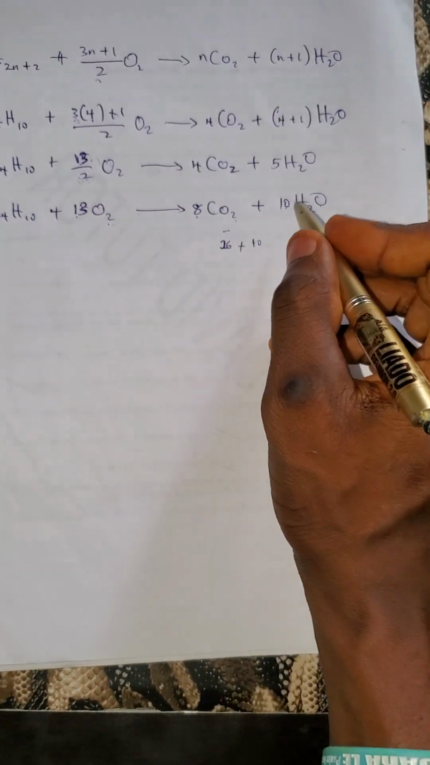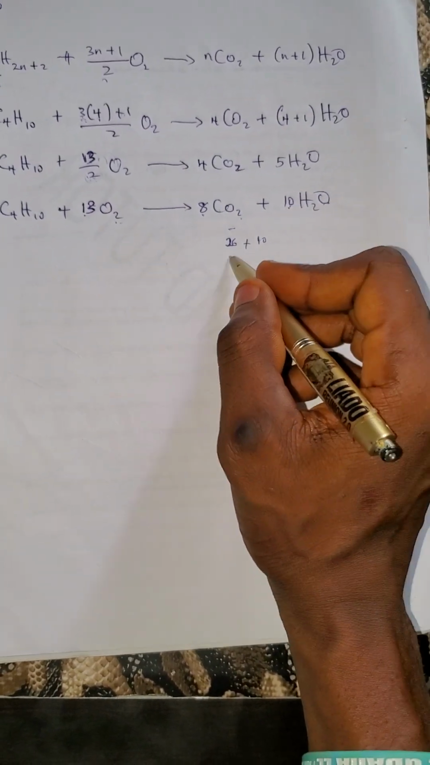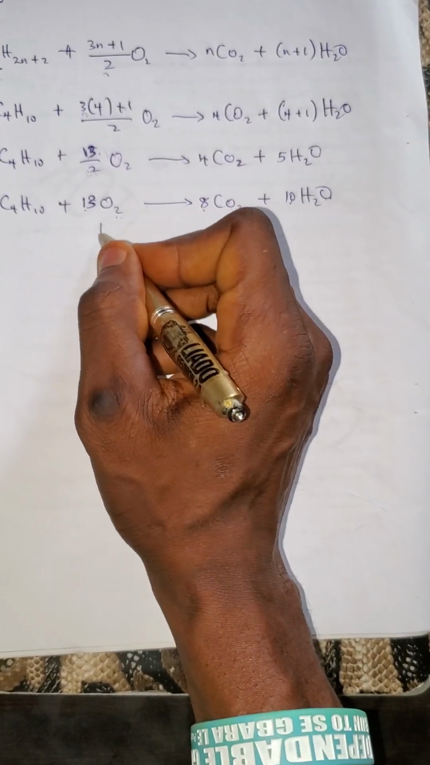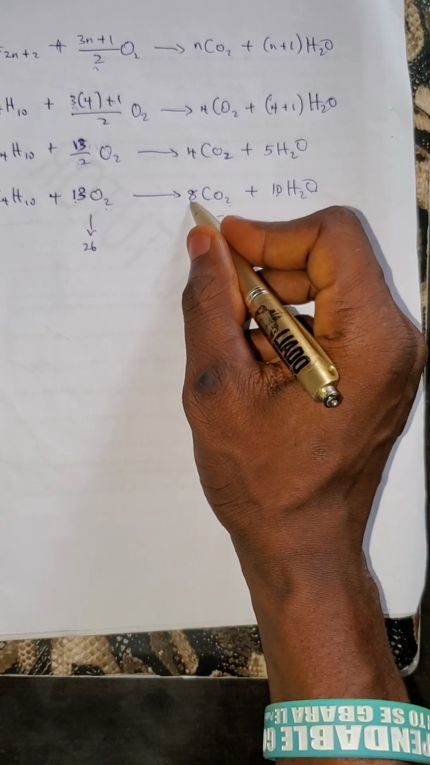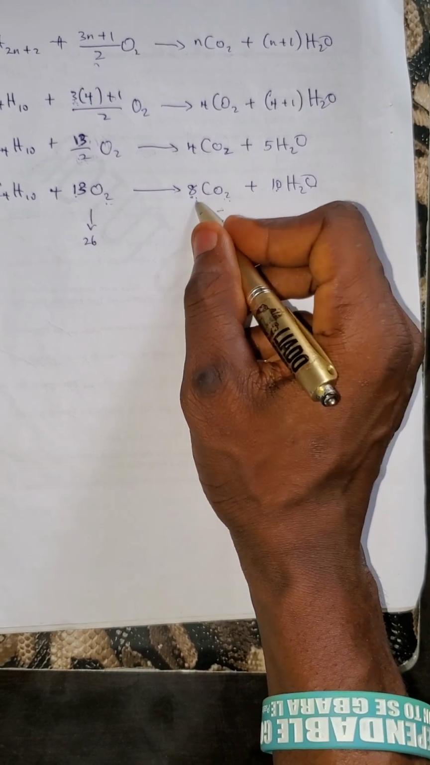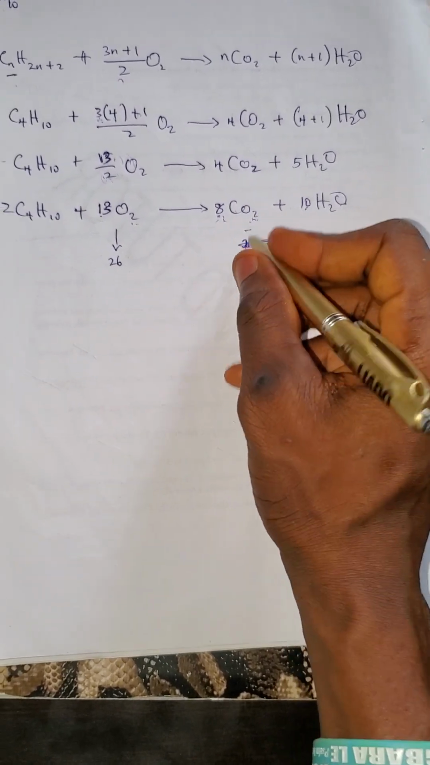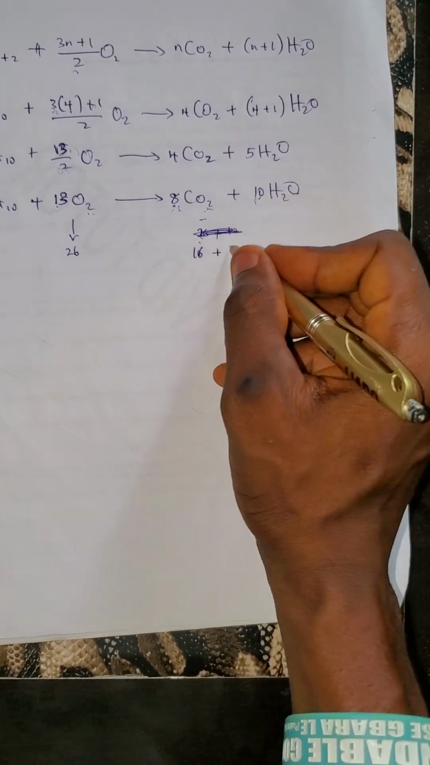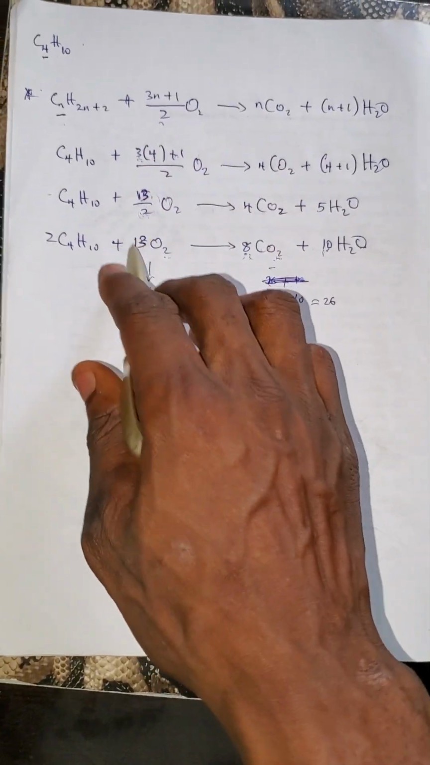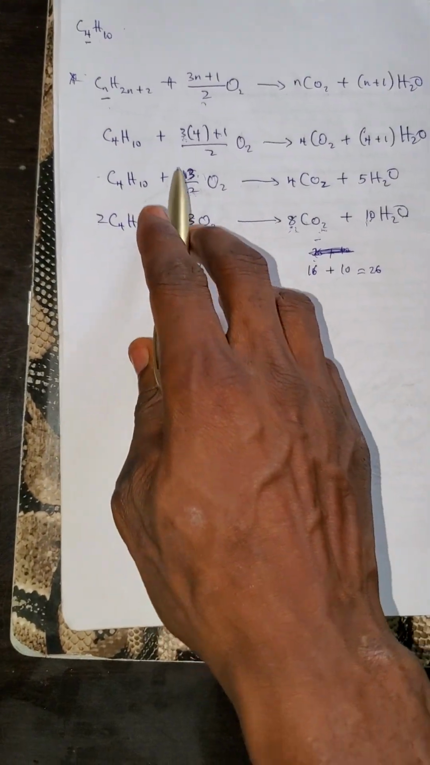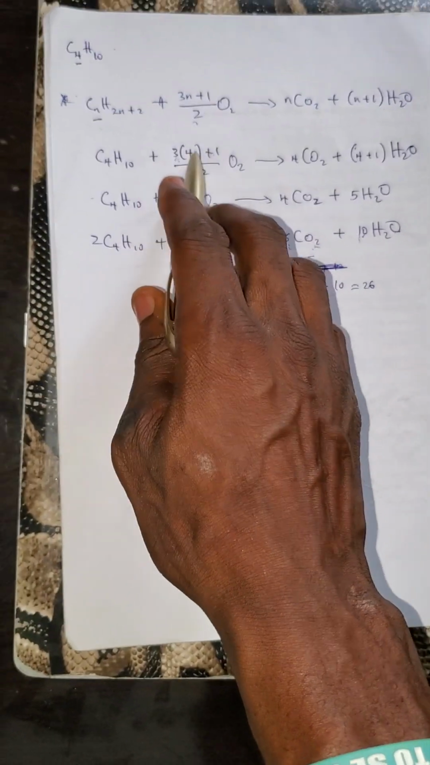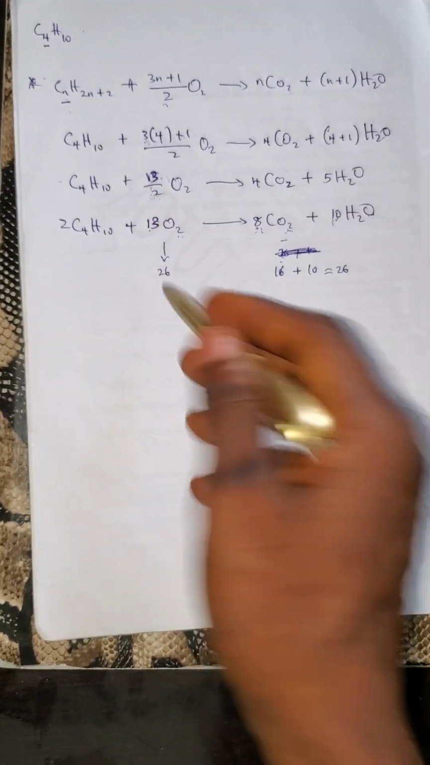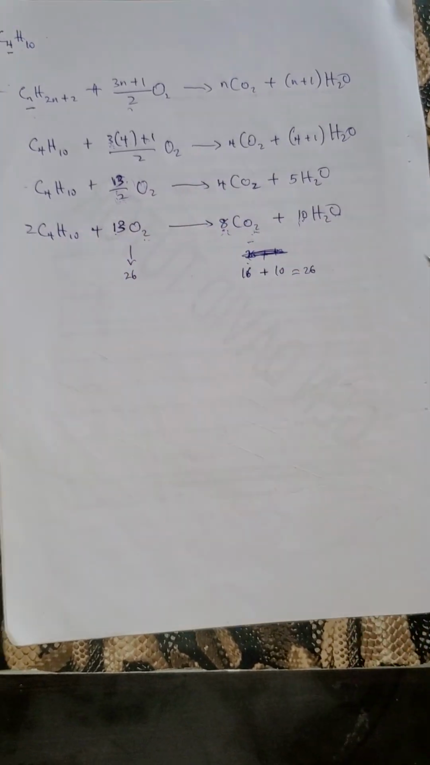So if you have this to be 26, this one is 10 times 1 here, that's 10. This one is 26. And the oxygen here will be 8 times 2, that's 16. Then plus, you have this to be 10 times 1, that's 10, making it 26 as well. Sorry, the mistake is from here. If you calculate it very well, it's 13 that's supposed to be here, because 3 times 4 will be 12, plus 1, that's 13 over 2. So this is supposed to be 13. Now if you check it very well, this is how to balance this.